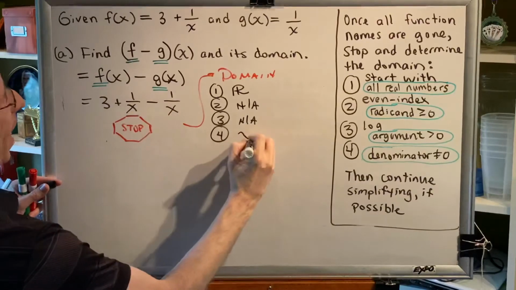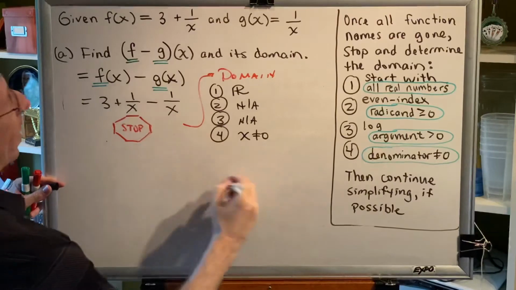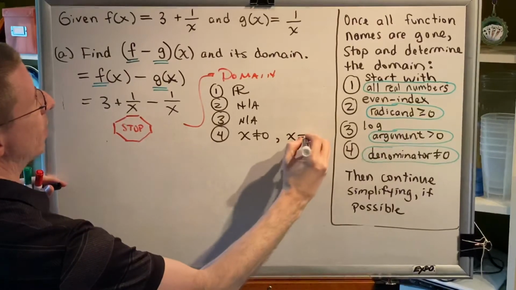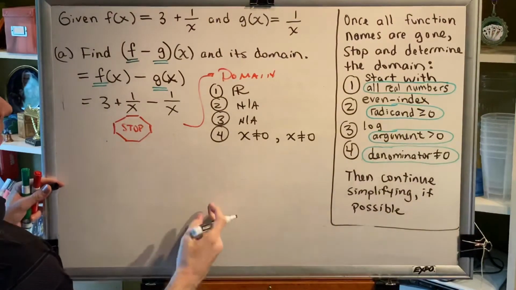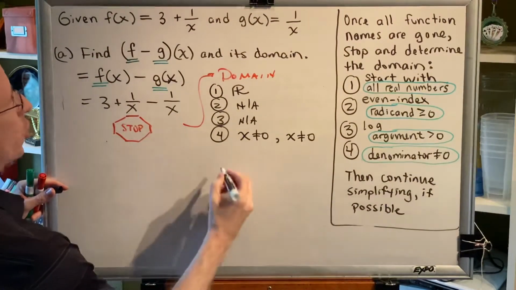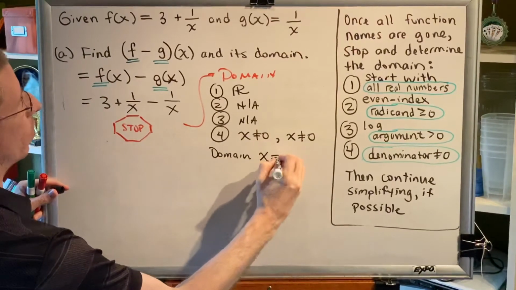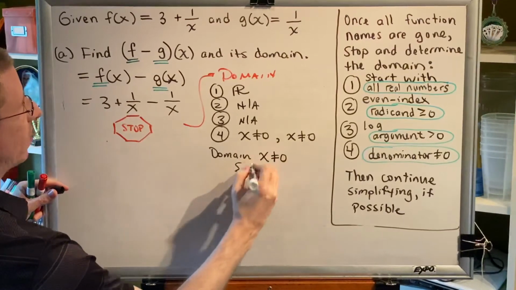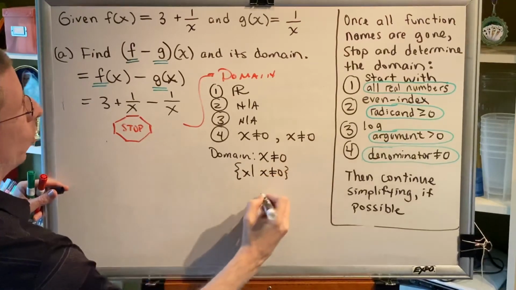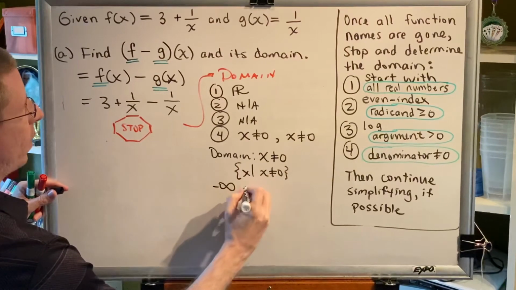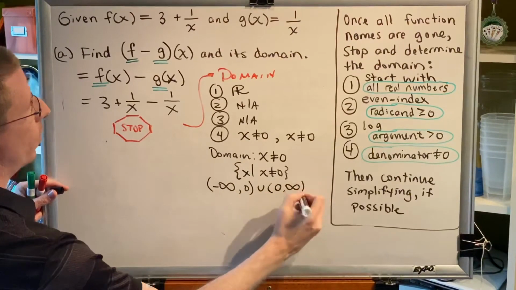This denominator is x, so x is not allowed to be 0. This denominator is also x, so we get the identical statement, x is not equal to 0. There's no need to list it twice. This is simply telling me I'm not allowed to use 0. So my domain is going to be x is not equal to 0. Or as a set, the set of all x such that x is not equal to 0.